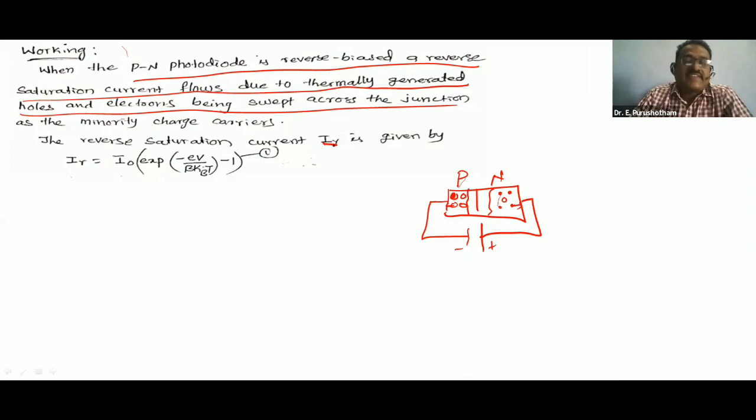So the principle is given by IR equals I naught times exponential of minus eV by beta kBT, minus 1.